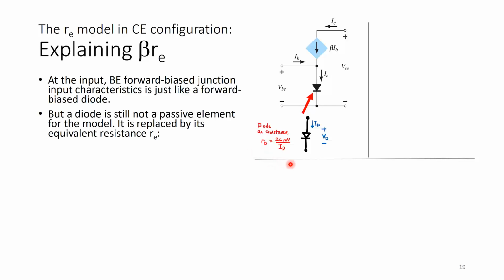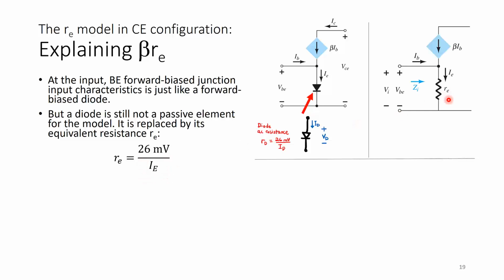Okay, but the diode is still not a passive element. Why have we considered the diode AC resistance here? Because the diode is still not a passive element, and it makes analysis difficult, which means that you can't use Ohm's law and things like that. So it is replaced by its equivalent resistance RE. This is represented by the diode AC resistance RE, where RE is 26 millivolts over the current that goes through RE, which is our DC emitter current IE.